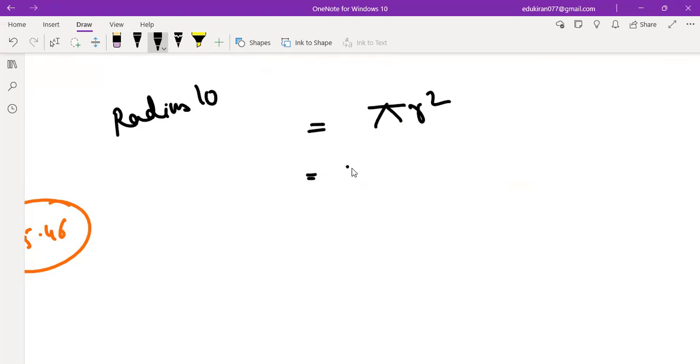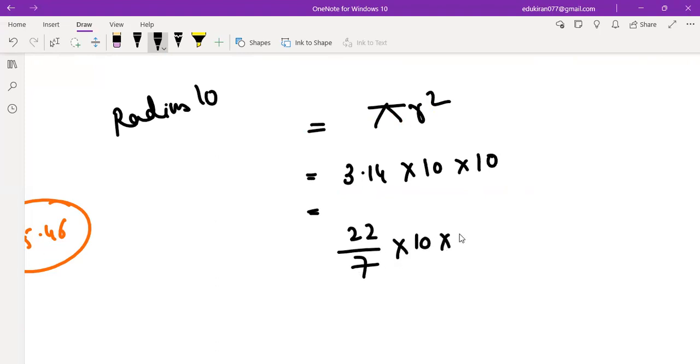Here, you have two methods. One, you can use 3.14 multiply by 10 multiply by 10. Or what you can do is 22 by 7 multiply by 10 multiply by 10. So over here, 7 is not divisible by this, so 2200 divided by 7. Now you can divide it, you will get the answer.